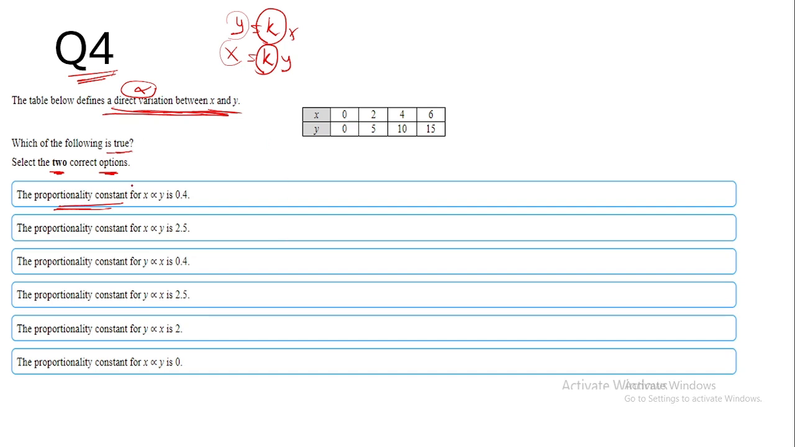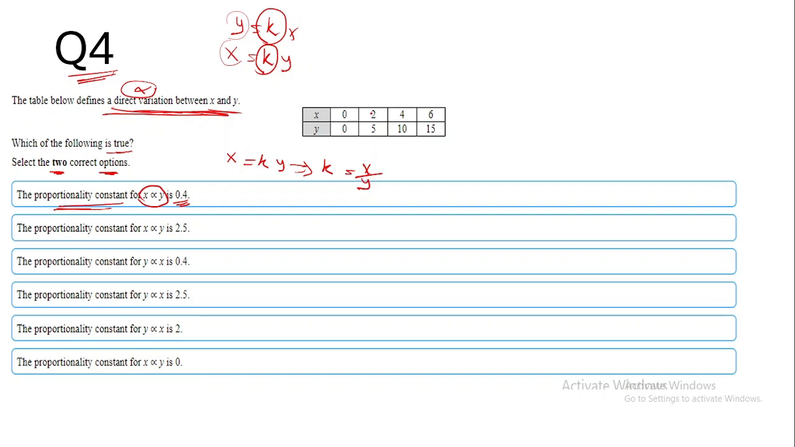So let's see what they are saying here. What is the option here? Saying the proportional constant for x directly proportional to y is 0.4. That means that x equals ky. That means k equals x over y. So let's see.